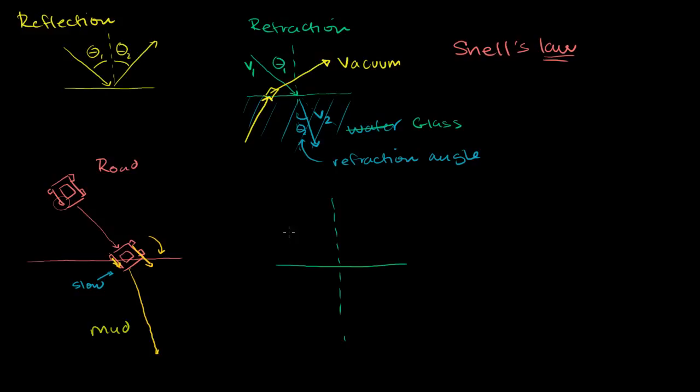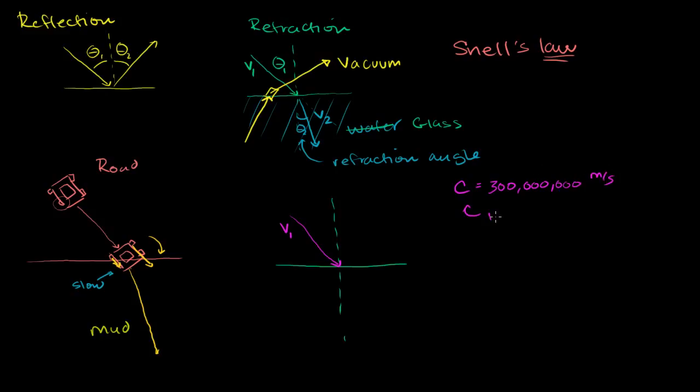And so I have our incident ray. In the vacuum, it's traveling at v1. And in the case of a vacuum, it's actually going at the speed of light in a vacuum, which is c, or 300,000 kilometers per second, or 300 million meters per second. Let me write that. So c is the speed of light in a vacuum, and that is equal to 300. It's not exactly 300. I'm not going to significant digits. It's true to 3 significant digits. 300 million meters per second.